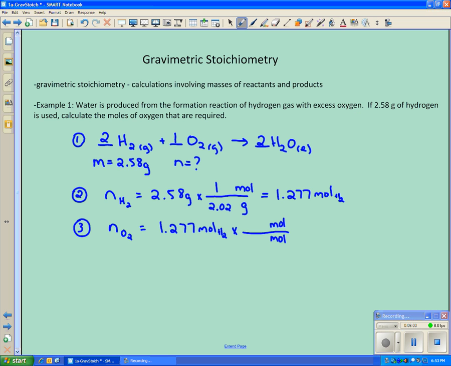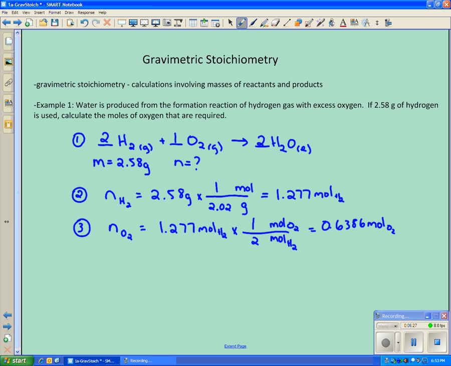We're trying to cancel out moles of H2, so we're going to put the moles of H2 on the bottom. We're ending up with moles of O2, so they go on the top. So 1 mole of oxygen for every 2 moles of hydrogen is what we want in our ratio. And that calculation gives us 0.6386 moles of O2.